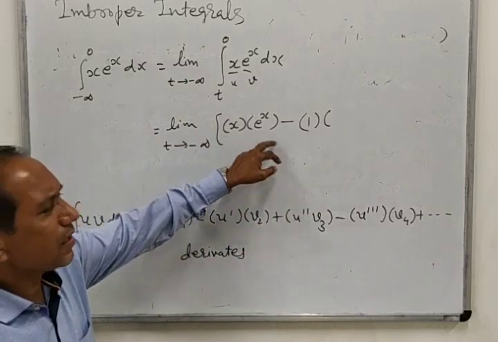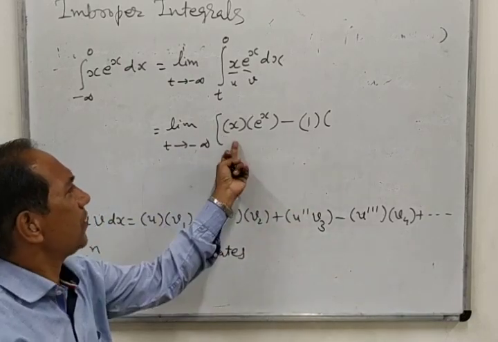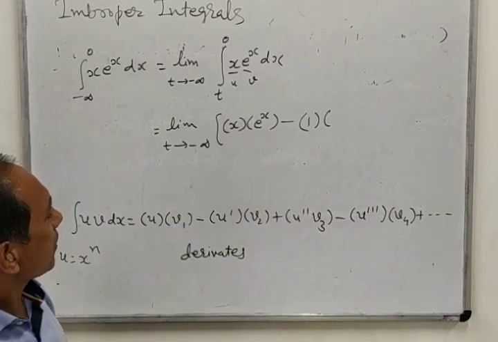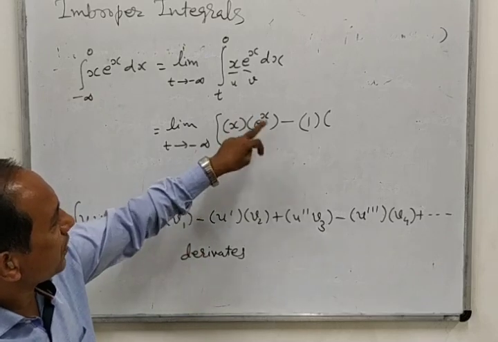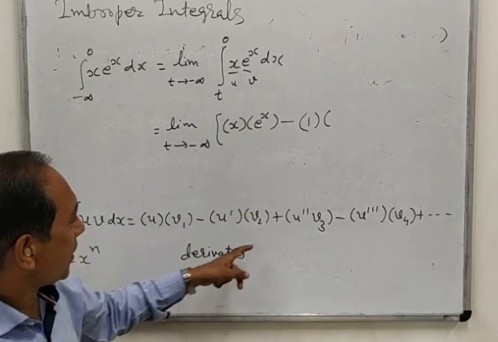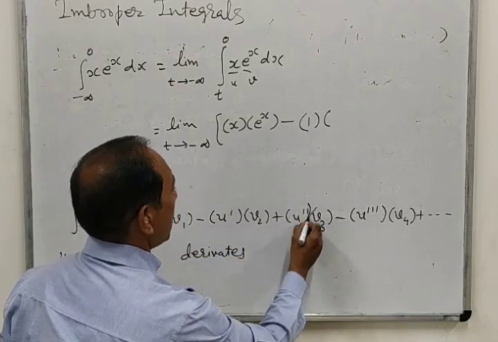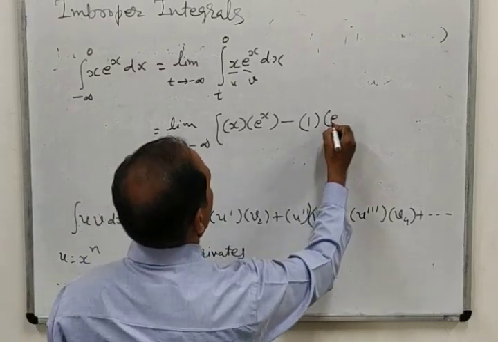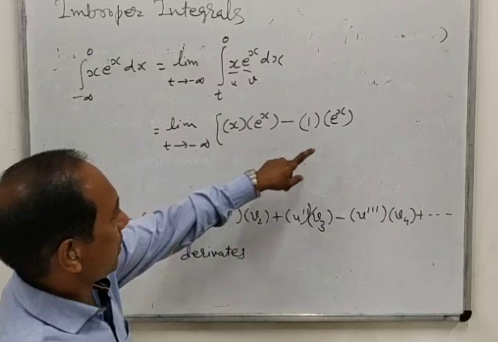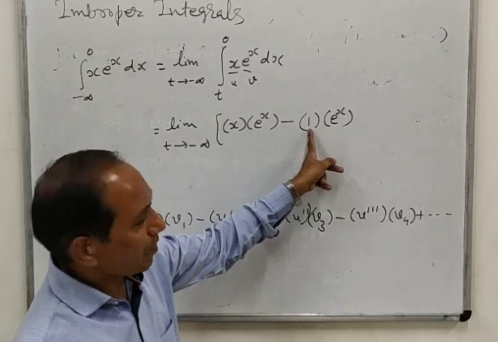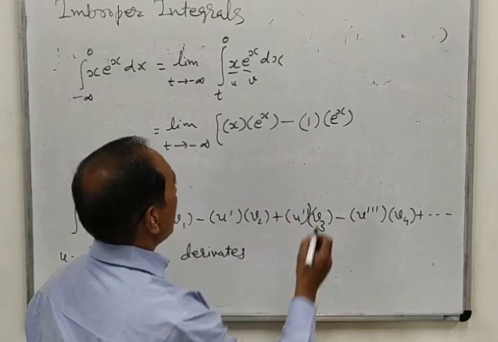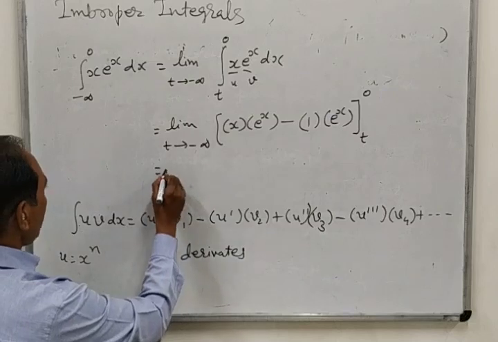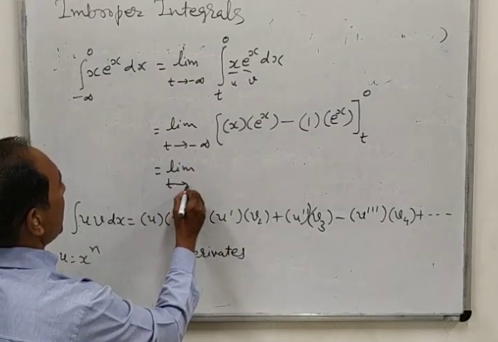If one term is written, then the other terms can be written directly from the first one, and you put alternate signs, minus, plus. Each time you follow the same thing: derivative of the first bracket, integration of the second bracket. So the integration of the second bracket is e raised to x itself. Then plus the derivative of the first bracket, but now the derivative of 1 will be 0, so we will stop here. So limit t tends to minus infinity.